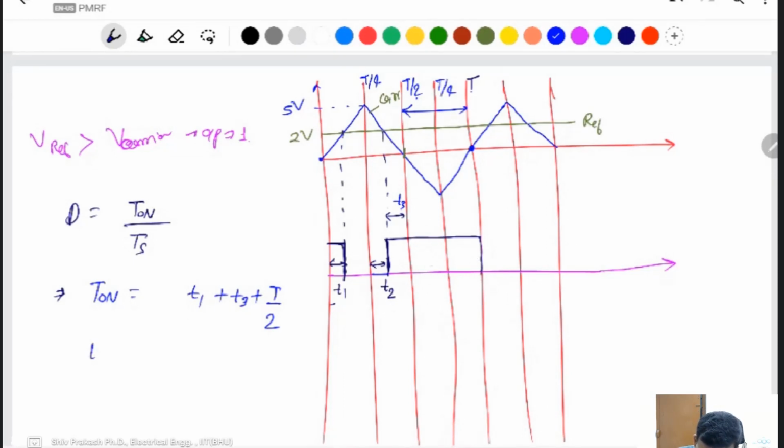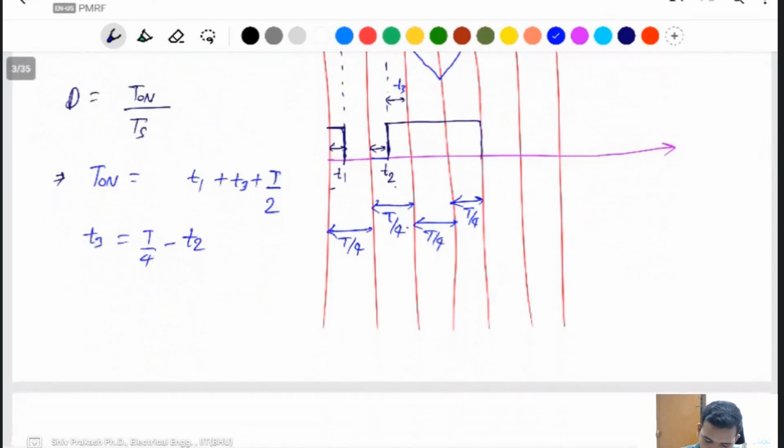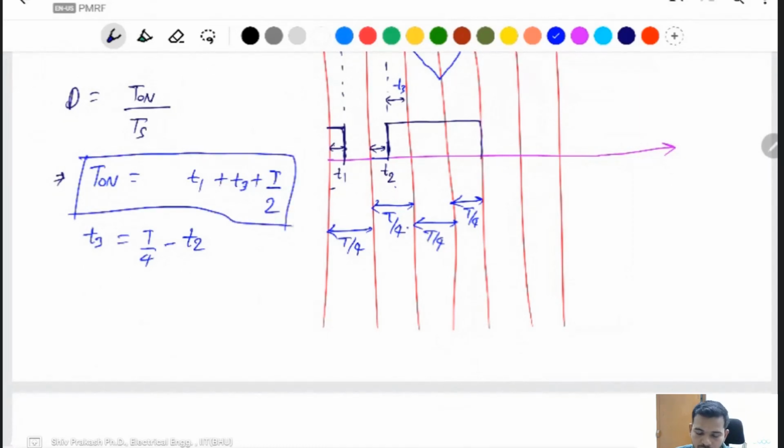The T3 time period is equal to T by 4 minus T2. That's why I drew T2 here, because this total time period is T by 4. Sorry, this is T by 4, and this one is also T by 4, and this is T by 4. Total is T time period. Then T3 is T by 4 minus T2. If you find T1 and T3, then you can find the total on time of this waveform.